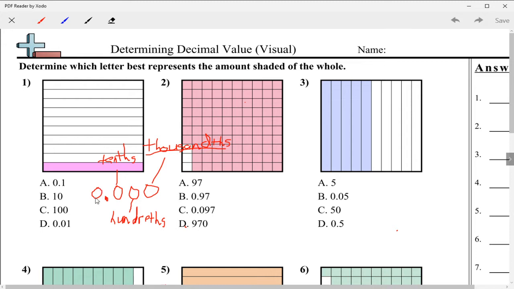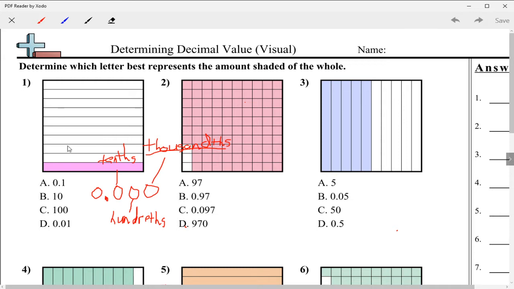So this 0 right here would be in the ones place, to the left of the decimal. And then obviously it would be tens, hundreds. Those are just regular numbers, right? So we know that. This would be in the ones place. Then the first one after the decimal is tenths. Then we have hundredths. Then we have thousandths. Okay?